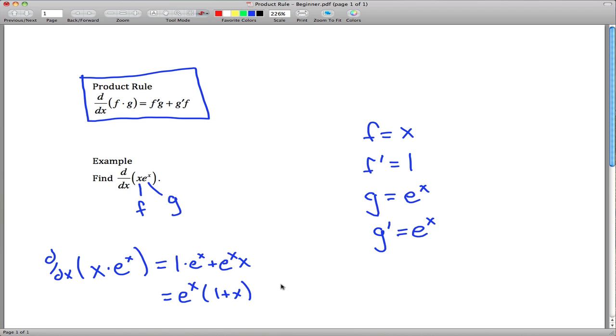A quick word of caution, the most commonly made mistake that I see is ignoring the product rule, seeing something like this, and thinking that the derivative would just be e to the x, right? Because the derivative of x is 1 and the derivative of e to the x is e to the x. And you might think that the derivative of a product is the product of the derivatives. It's not. The derivative of a product follows the product rule. So be careful about that.